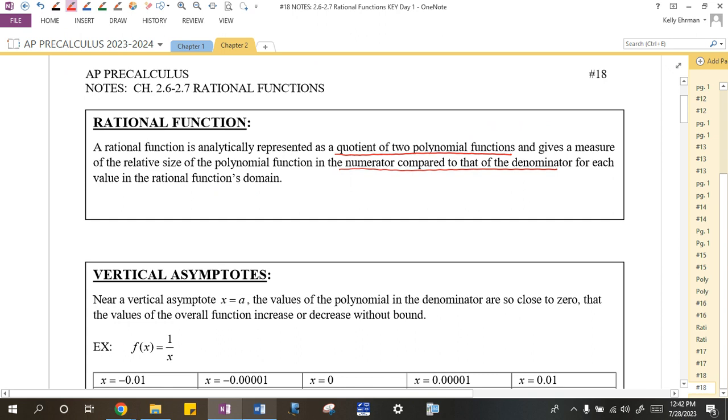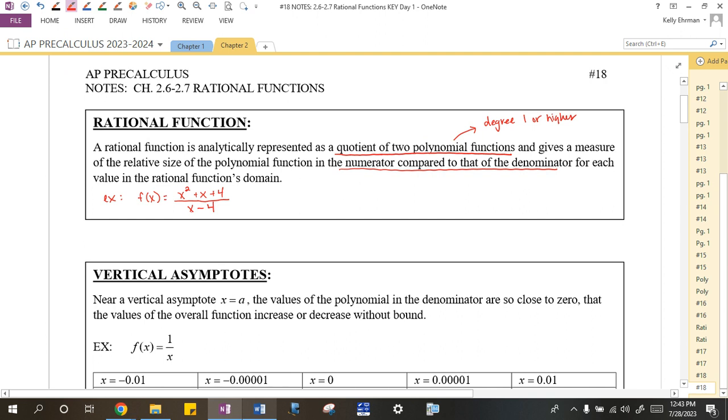That is a very fancy way of just saying, for example, actually I want to throw one extra piece into this. The two polynomial functions, the numerator and the denominator, need to have a degree 1 or higher. So an example of a rational function could be f of x equals some sort of polynomial in the numerator, it doesn't matter what it is, any degree, over some polynomial in the denominator.